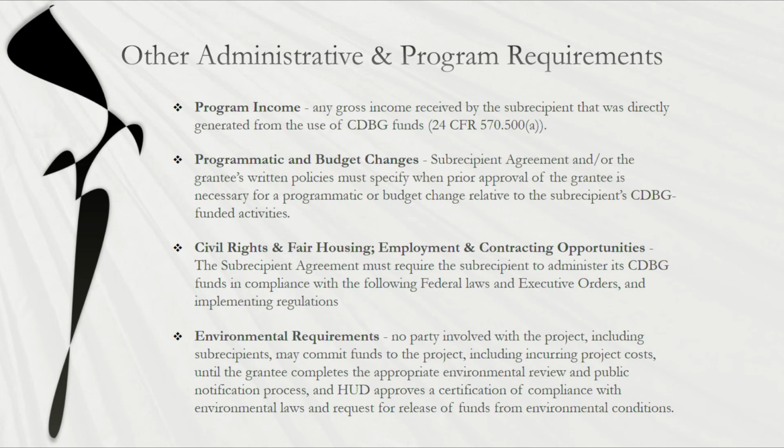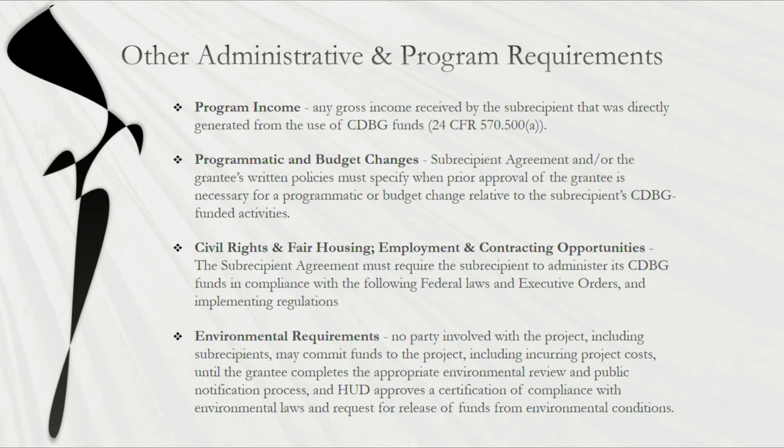Other administrative program requirements include program income, any gross income received by the subrecipient that was directly generated from the use of CDBG funds; programmatic and budget changes, where subrecipient agreements and/or the grantee's written policies must specify when prior approval of the grantee is necessary for programmatic or budgetary changes relative to the subrecipient's CDBG funded activities. We're also subject to civil rights, fair housing, employment, and other federal statutes on contracting opportunities.